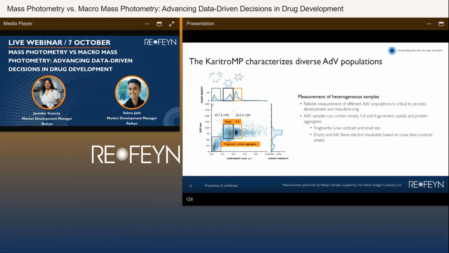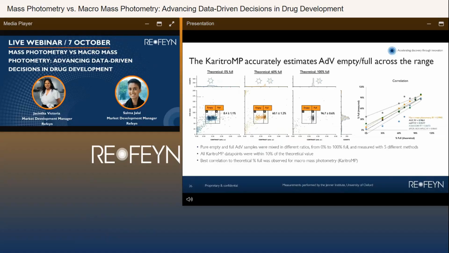So because of all of those disadvantages in the current methods, Querétaro or macro mass photometry has an edge over all of those other technologies to reliably measure complex and heterogeneous samples. And this is how we could use Querétaro for process monitoring or for manufacturing purposes to try and understand how these populations or the purity of these populations are impacted across the process or during the drug development phases.